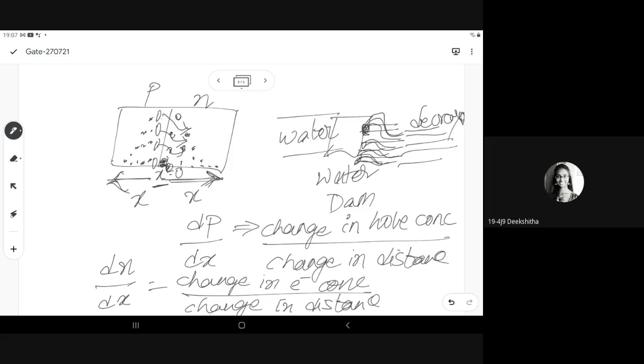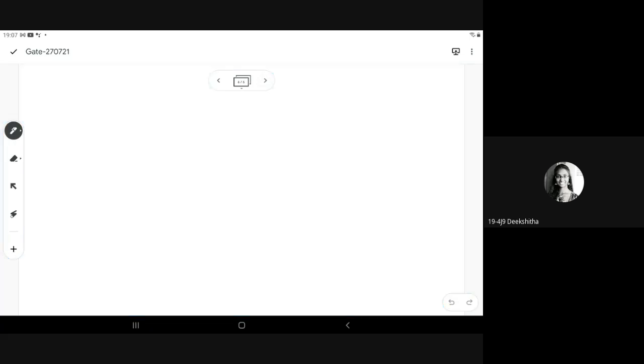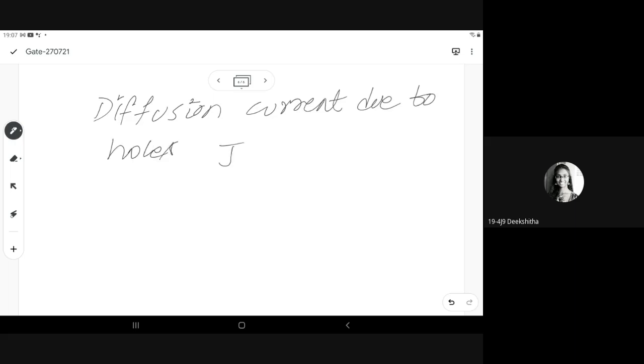So there is a diffusion, and the diffusion current happens due to the concentration gradient. Now we want to calculate the current density due to holes. What is the diffusion current density due to holes? That is expressed with a relation. The diffusion current due to holes is represented by J is equal to minus Q Dp into dP by dx.